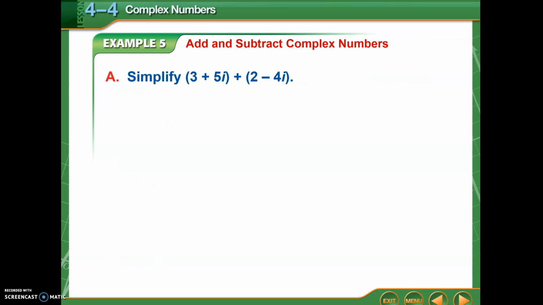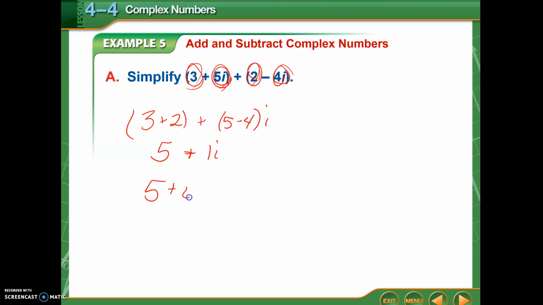All right, so let's look at the operations with complex numbers. So adding them, you're going to add the real units and add the imaginary units. So I'm going to do 3 plus 2 for my real units, and I'm going to just put a plus here. 5, and then 5 minus 4 for my imaginary units, and I get 5 plus 1i, or just 5 plus i.